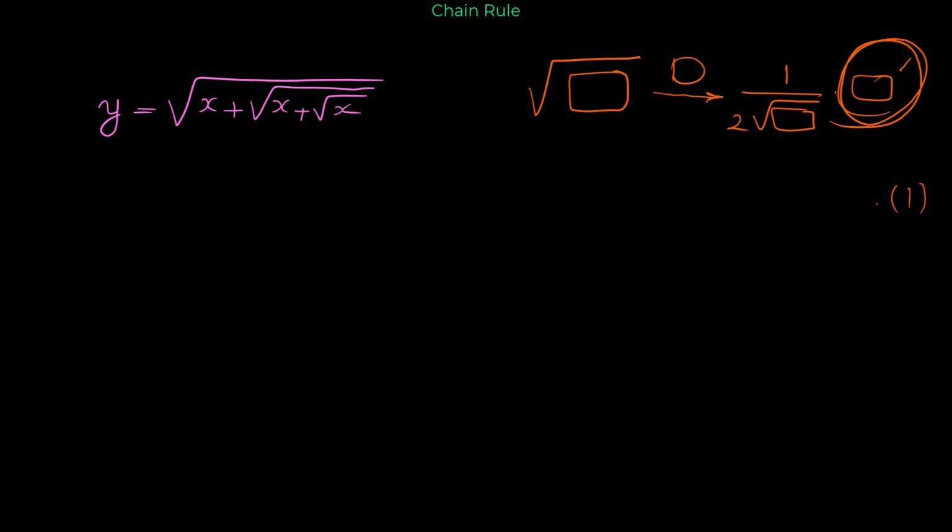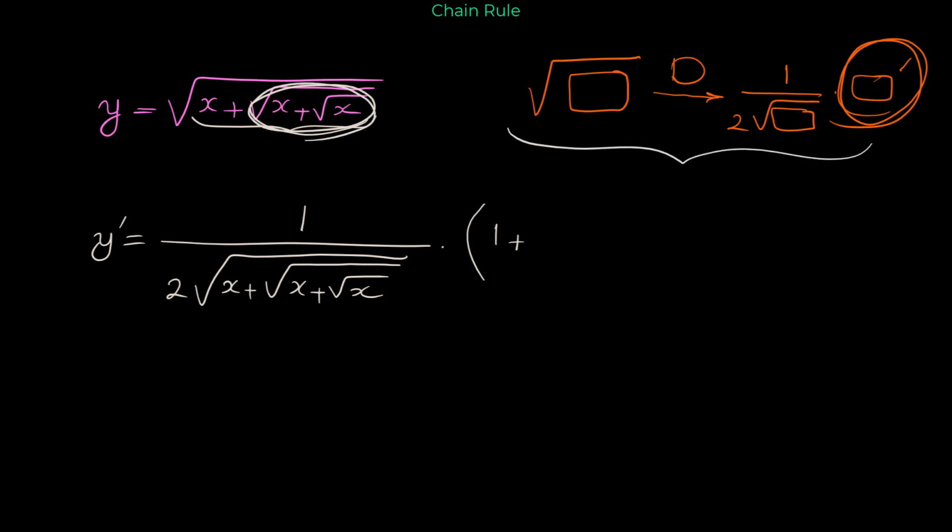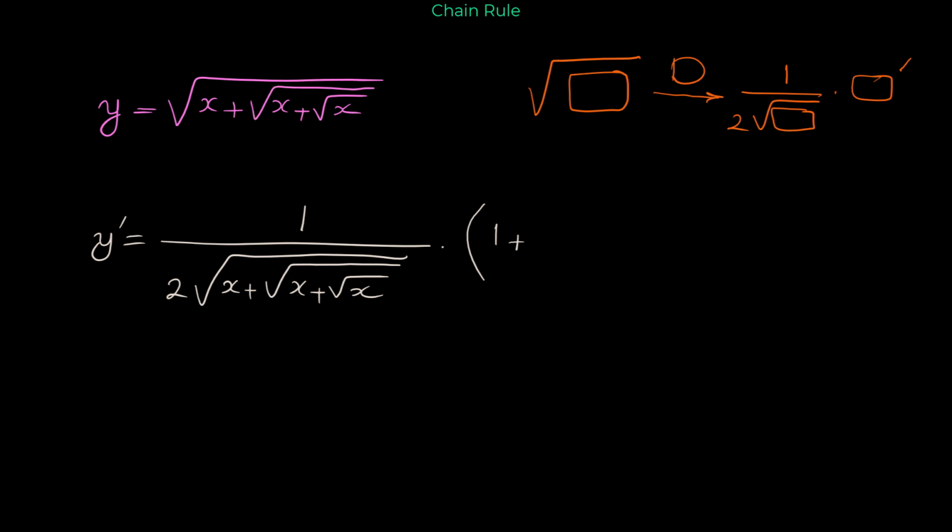Now back to our question. We want to find the derivative of radical x plus radical x plus radical x. Based on this formula, the derivative of this function is 1 over 2 times the radical itself, the original question, times the derivative of the inside. So the derivative of x is 1 plus. Here again we have a radical, and we use this formula for finding the derivative of that. Let me rewrite it here.